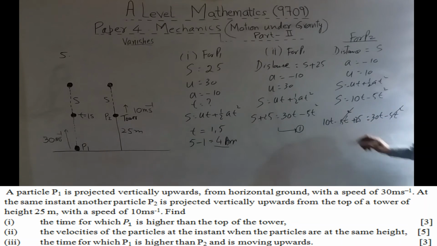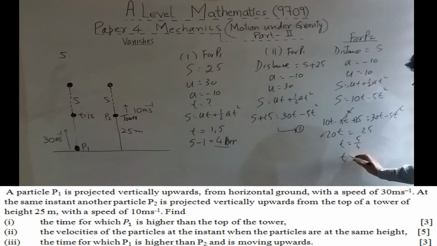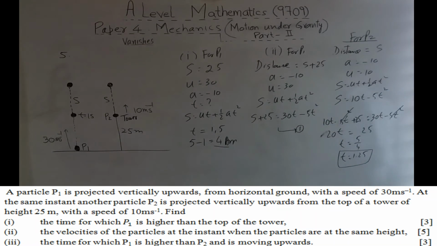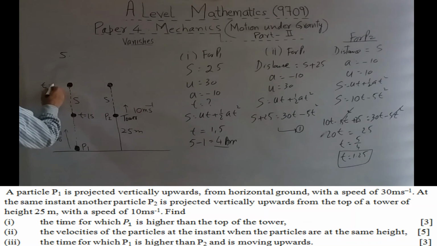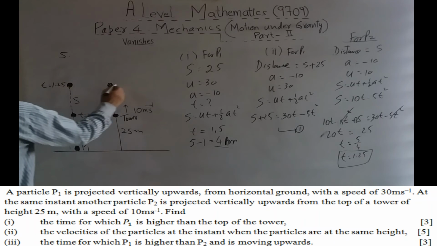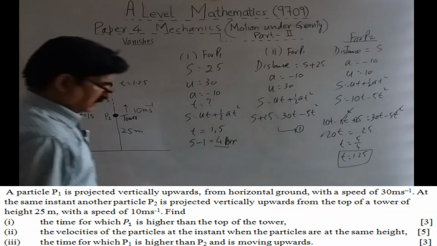5t square cancels, and from here you will get 20t is equal to 25. So t will be 5 by 4, or t will be 1.25 second. So this is the time when they are at the same level. So time will be 1.25 when they will be at the same level.